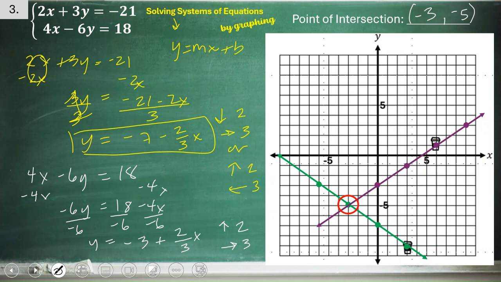This is the solution to this problem. And the reason we say that is because this is the only point on the graph that is true for both equations. So if I plug -3 in for x and -5 in for y in both equations, it would make the equation true. This is the one and only point that does that. So that's the point of doing this.